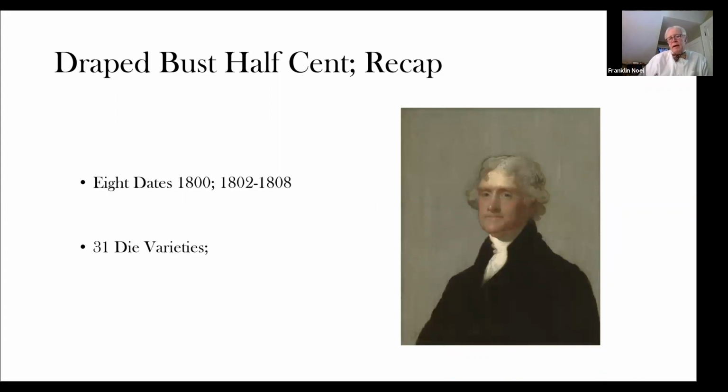The draped bust half cent is my personal favorite design type. If you're keeping score, half cents were struck in 1800, the last year of the Adams administration, and in every other year of the Jefferson administration, 1802 through 1808. No half cents were struck in 1801. For those 8 years, half cents come in 31 different die varieties.